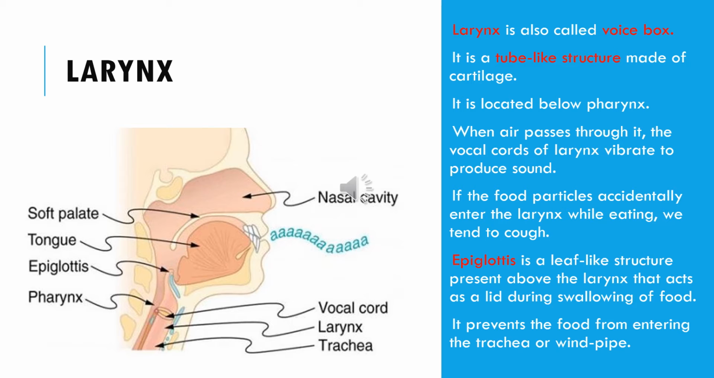Larynx is also known as the voice box. It has folds of tissues called vocal cords that vibrate with the passage of air and produce sound. If food particles accidentally enter the larynx while eating, we tend to cough. Epiglottis is a leaf-like structure present above the larynx that acts as a lid during swallowing of food. It prevents the food from entering the trachea or the windpipe.